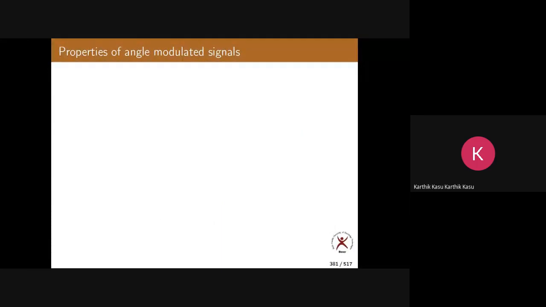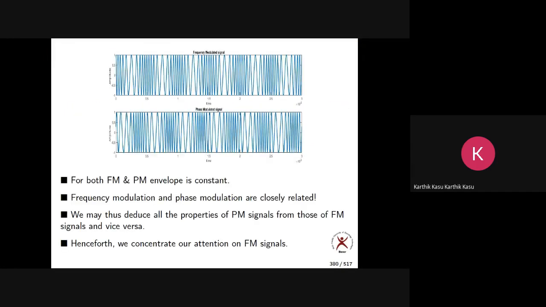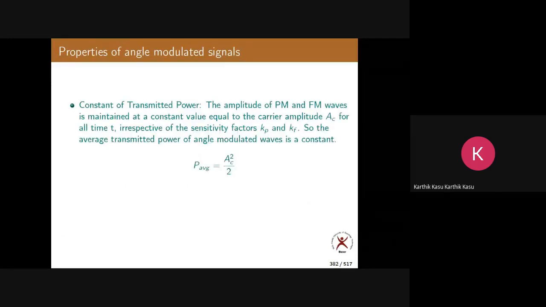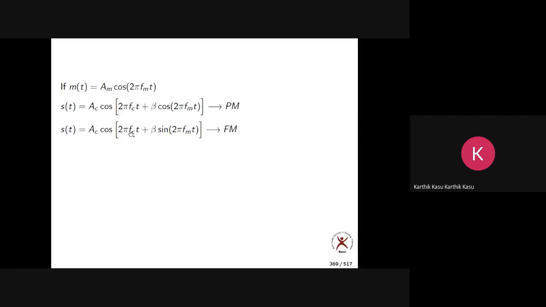So let us study the properties of angle modulated signals. Here they have constant amplitude. How much is the amplitude of FM and PM waves? The FM signal and PM signal have amplitude AC, which is a constant. So they have a constant amplitude.